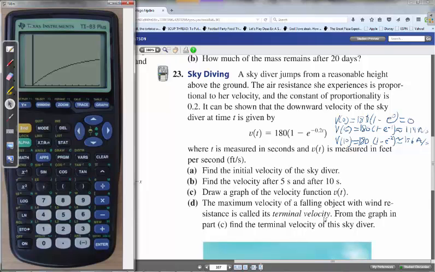The maximum velocity of a falling object with wind resistance is called the terminal velocity. From the graph in part C, find the terminal velocity of the skydiver. Well, it does look like it's leveling off, so let's give it some more room. Let's say 1 to 100. Oh yeah. So let's look at the trace. 179, 179. It looks like it's leveling off at 180 because it's still increasing. And by the time we get over here, it just thinks it's 180. So maximum velocity looks to be 180. You can tell that just by extending the graph.